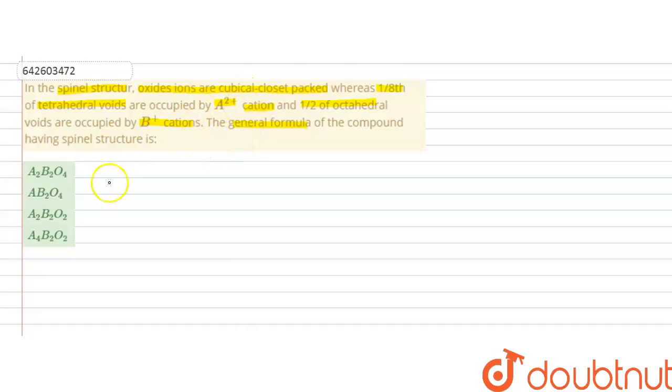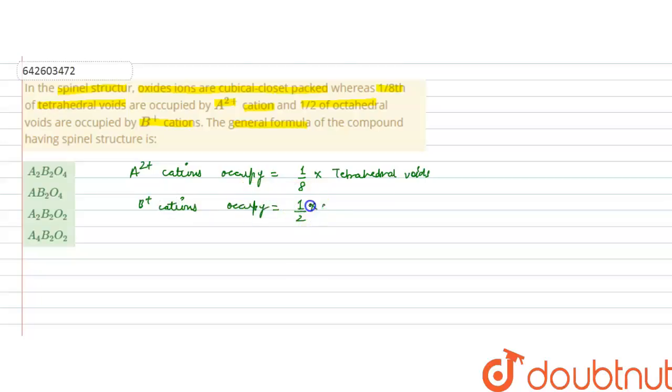So first of all we will write: A2+ cations occupy, this is given, 1 by 8th of tetrahedral voids, and B+ cations occupy half of the octahedral voids. And it is given oxide ions are cubical close packed. So cubical close packing means this is the FCC structure.